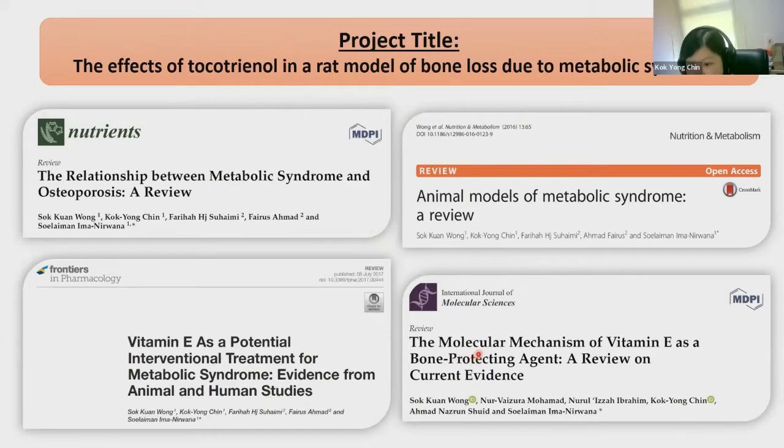So I actually did one on the molecular mechanisms. I summarized how far the research has gone on the molecular mechanisms of vitamin E as a bone-protecting agent. This is mainly on the mechanisms of action only. So this is how we usually get ideas on what to write, related to our own project, whether it is a master's project or a PhD project.